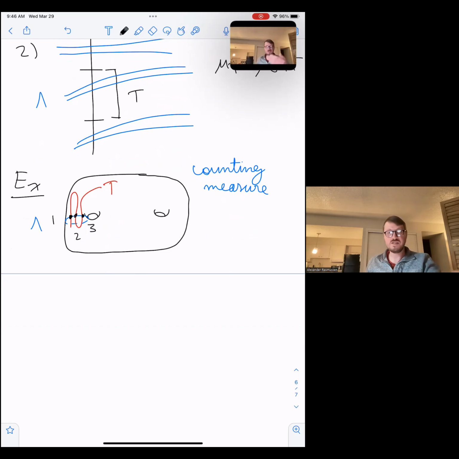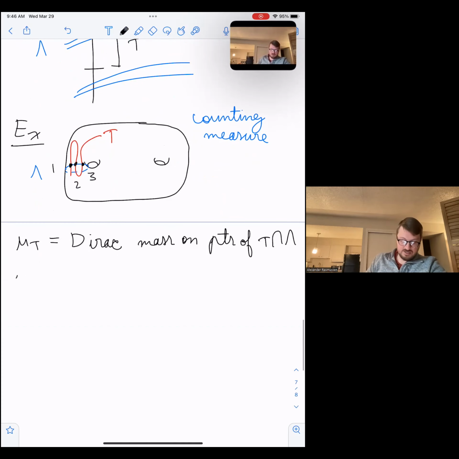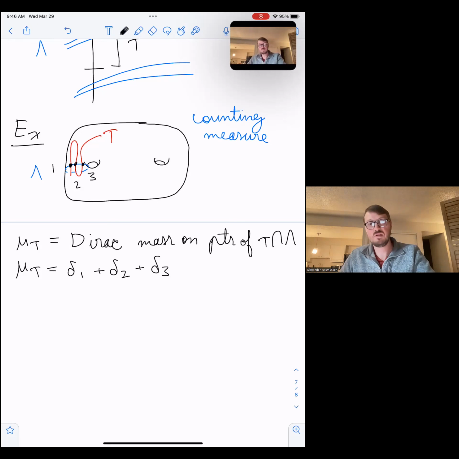So, okay, we need to assign a Borel measure to each transverse arc. So what Borel measure will we assign? Well, the Borel measure on tau will just be a sum of Dirac masses on the points of intersection. So in this case, for this particular transversal, it's a sum of 3 delta masses. Okay, so very simple example of a transverse measure. Again, usually they're going to be much more complicated than that.